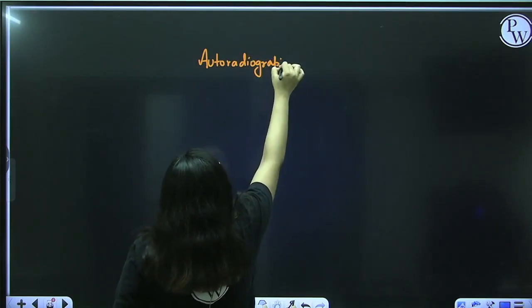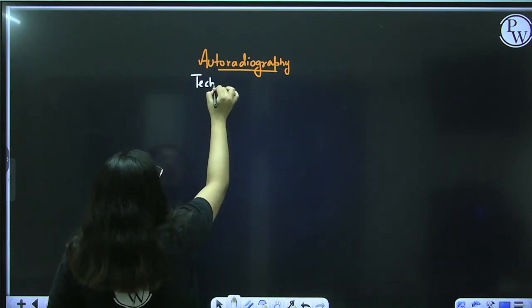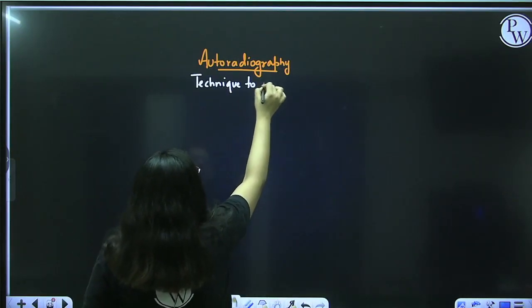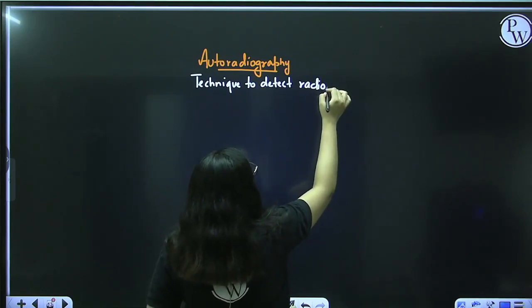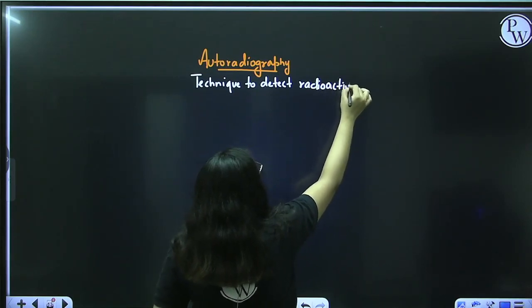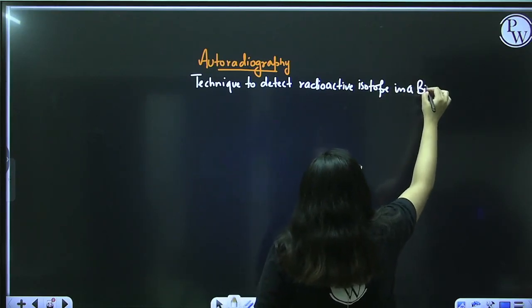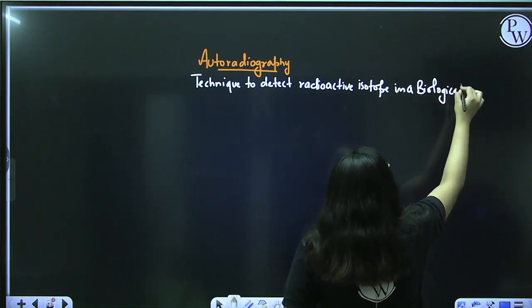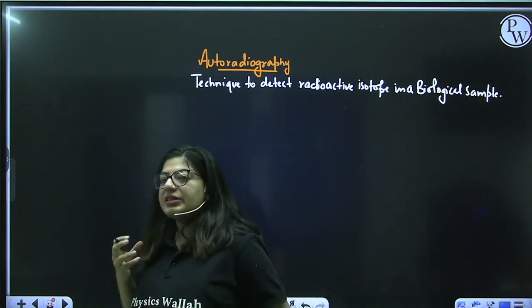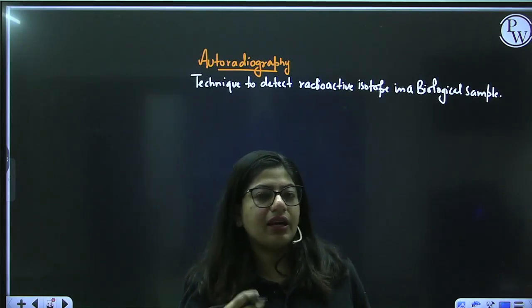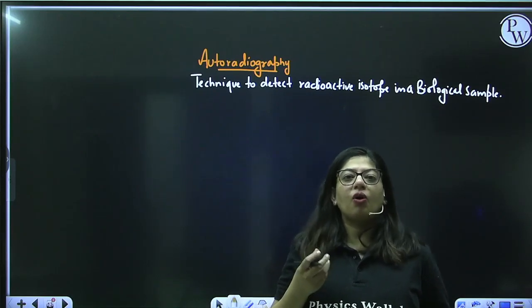Autoradiography. What basically is autoradiography? It is a technique to detect radioactive isotope in a biological sample. So if I give you any cell, a sample of cell, and I ask you, please confirm if this sample has any radioactive material or not, the technique that you will use will be the autoradiography.